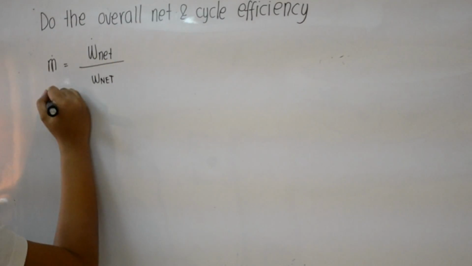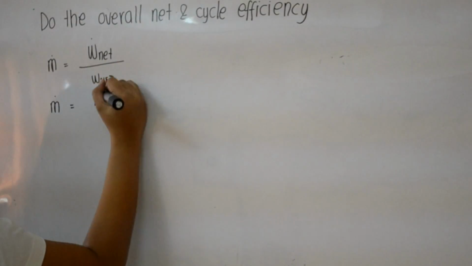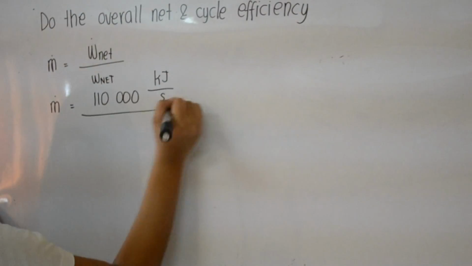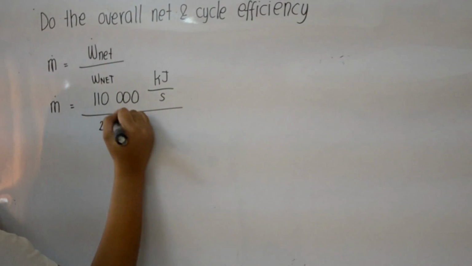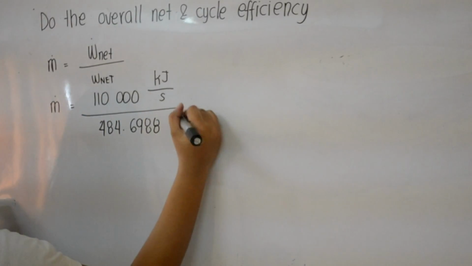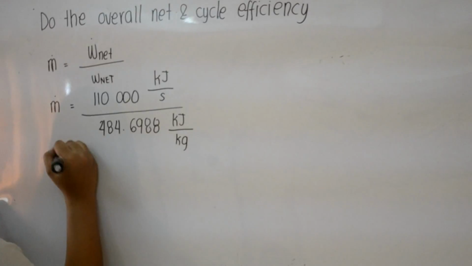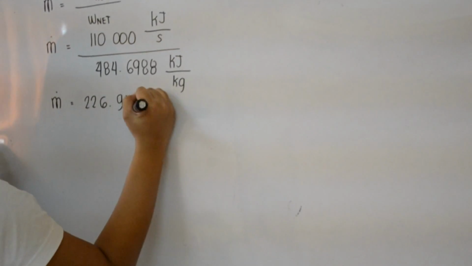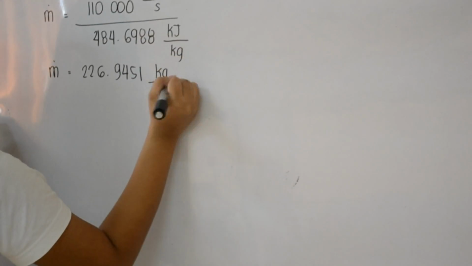Solving the overall net and cycle efficiency, mass flow rate is equal to W dot net over W net. Mass flow rate is equal to 110,000 kJ per second over 484.6988 kJ per kilogram. Then the value of the mass flow rate is equal to 226.9451 kilogram per second.